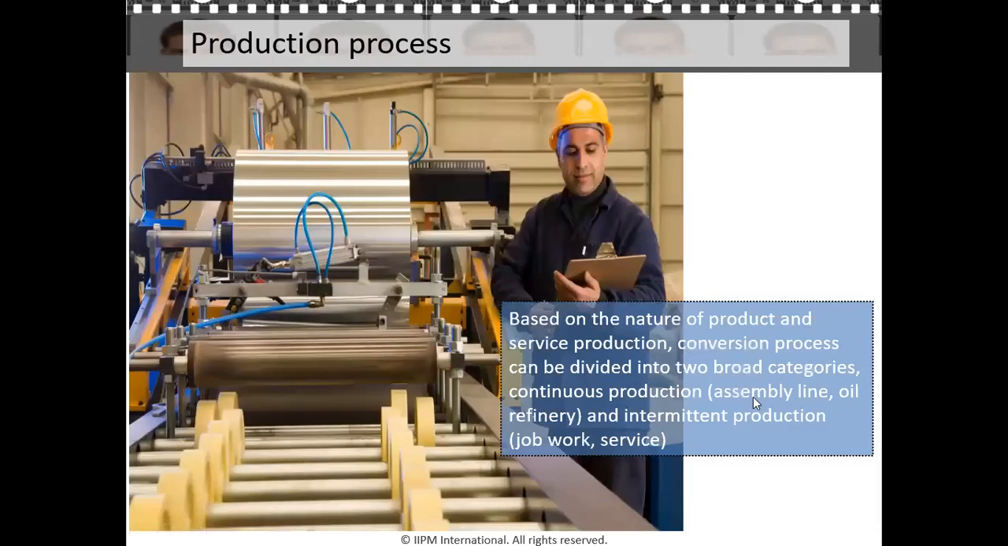The production process. Based on the nature of the product and service production, the conversion process can be divided into two broad categories. We have the continuous production, for example, assembly line, oil refinery, and intermittent production, for example, job work or service, especially contract-based assignments.